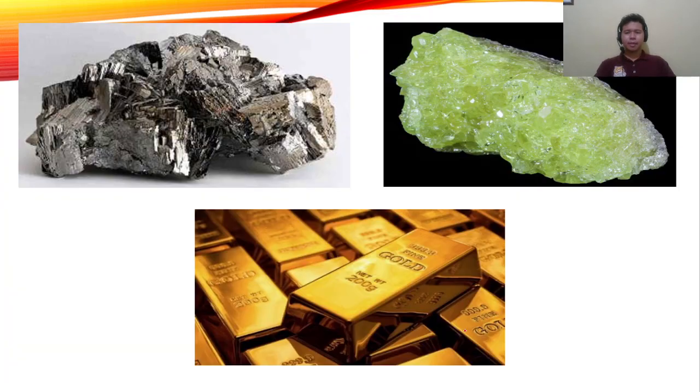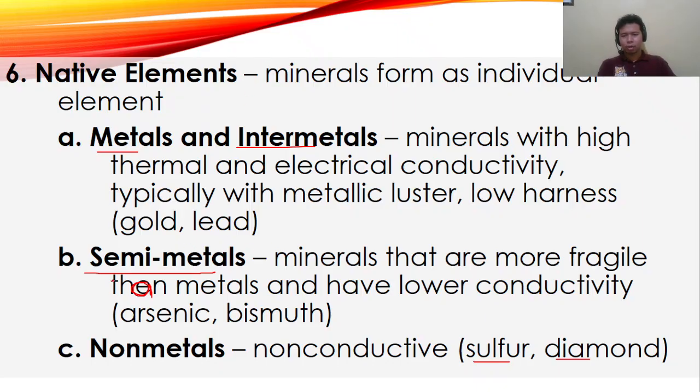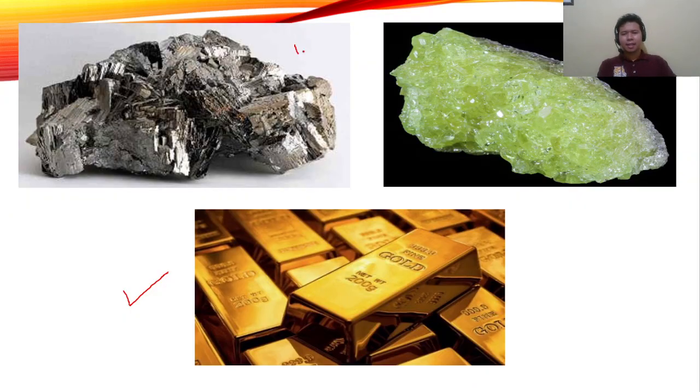So here we have some examples: the metallic elements, and the semi-metallic elements. We also have the non-metallic elements, such as sulfur. So we have the semi-metallic and the non-metallic minerals.